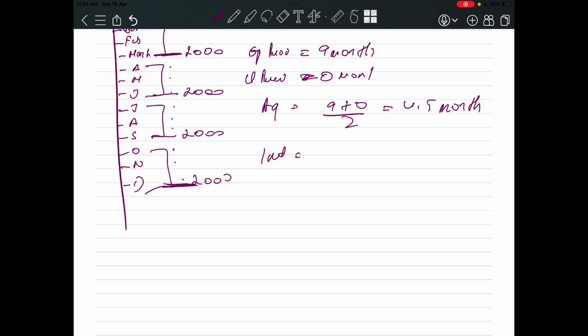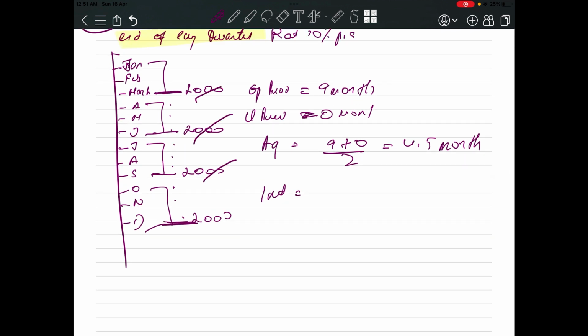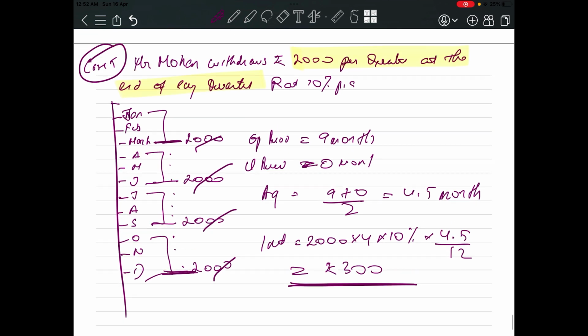So what will be the interest amount? We have withdrawn 2000 4 times. So 2000 into 4 into 10% into 4.5 divided by 12. So what will be the answer? Rupees 300.